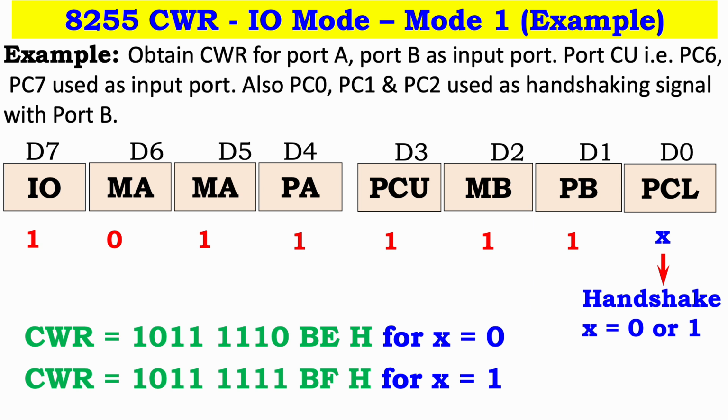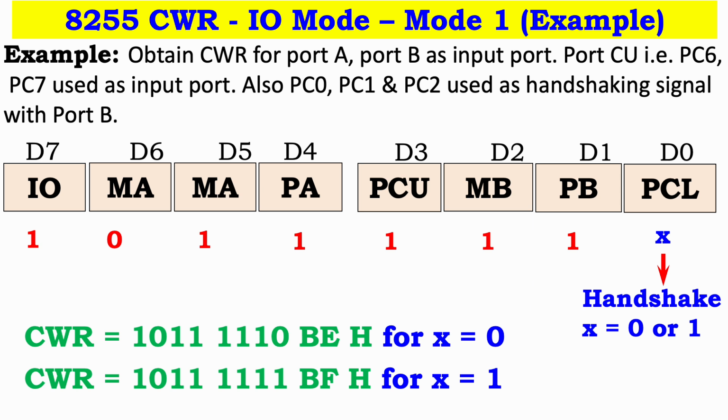See, the handshake signal is provided at port C, bit D0. The handshake signal is either 0 or 1. Now what is the control word? If the handshake signal is 0, then the control word is BE. The higher nibble is B, 1011, and the lower nibble is 1110, that is E. So BE hex, for handshake signal x equal to 0.